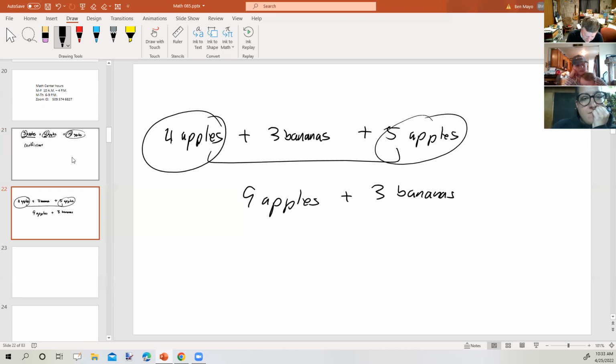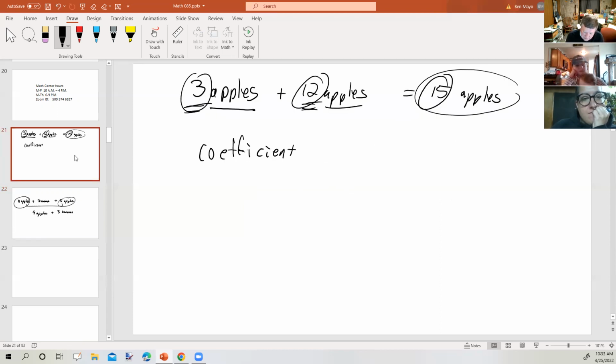All right, well, let's go back here for a minute. Let's say that instead of apples, we had some unknown quantity, and we were going to call that A, or we have some unknown object. We're going to call it A. And I have 3 of those plus 12 of those. So 3 is the coefficient of the variable A, and 12 is the coefficient of the variable A in the second term. So 3A plus 12A would be 15A. Any questions about that? All right.